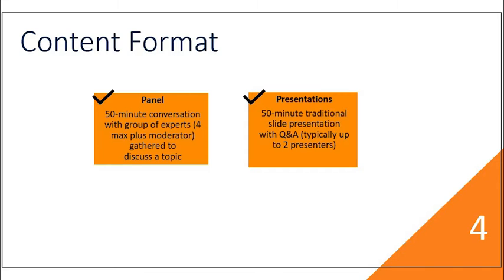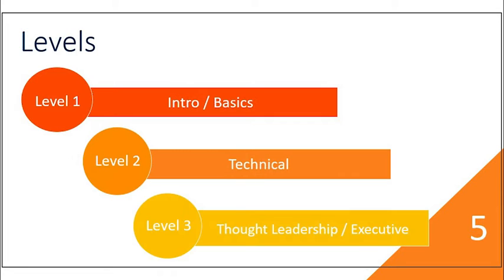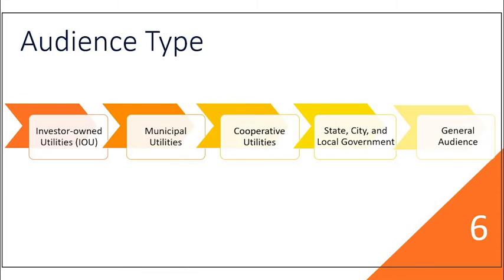And now on to content format. A lot has changed here based on feedback from our audience who are seeking deeper technical content. Every session in the conference program will be 50 minutes, allowing for expanded conversations and Q&A. Pretty simple here. Your next step will be to select the career level your content is tailored for, whether intro basics, technical, or thought leadership/executive. Then we'd like you to let us know who the key audience would be for your content, so broken down into IOU, munis, co-ops, and government.